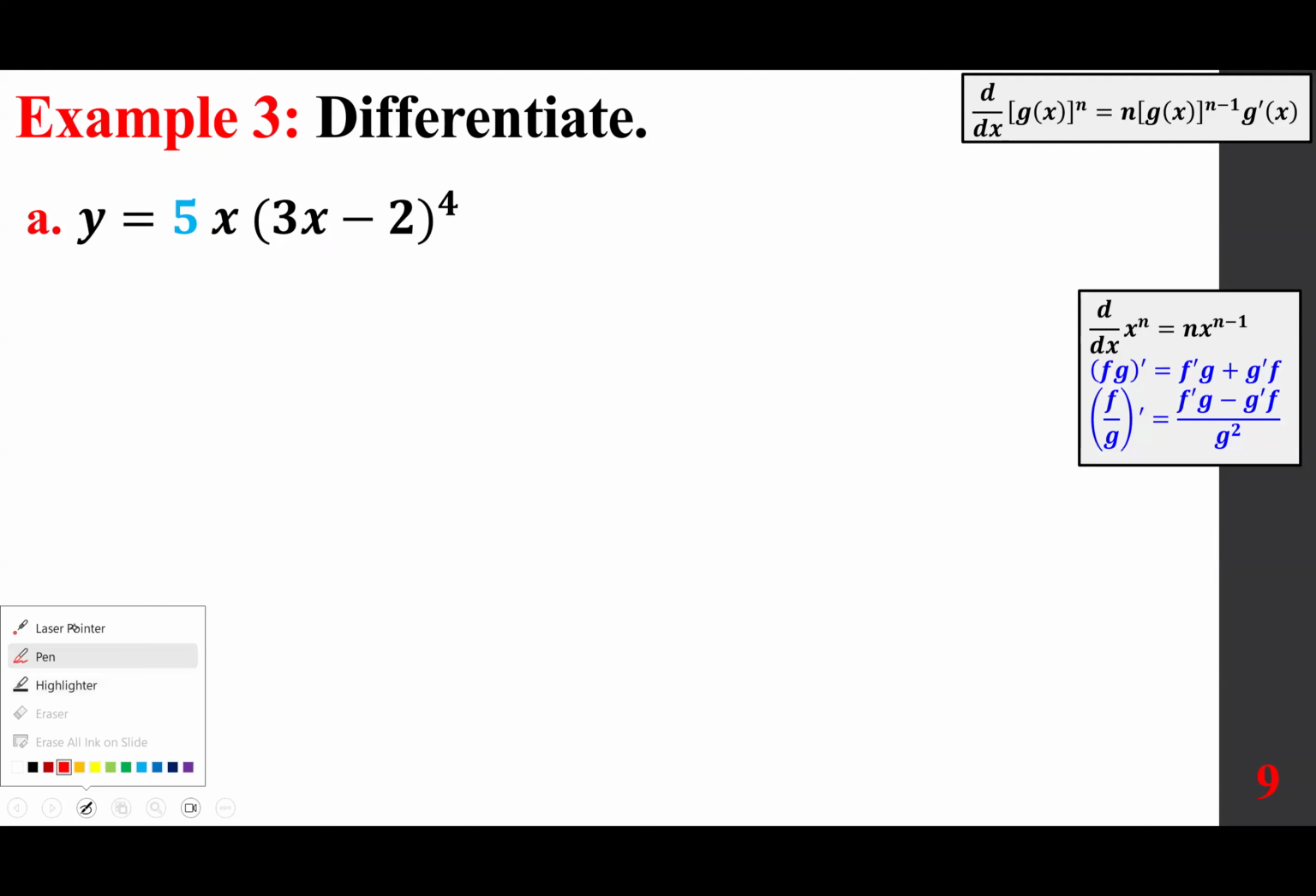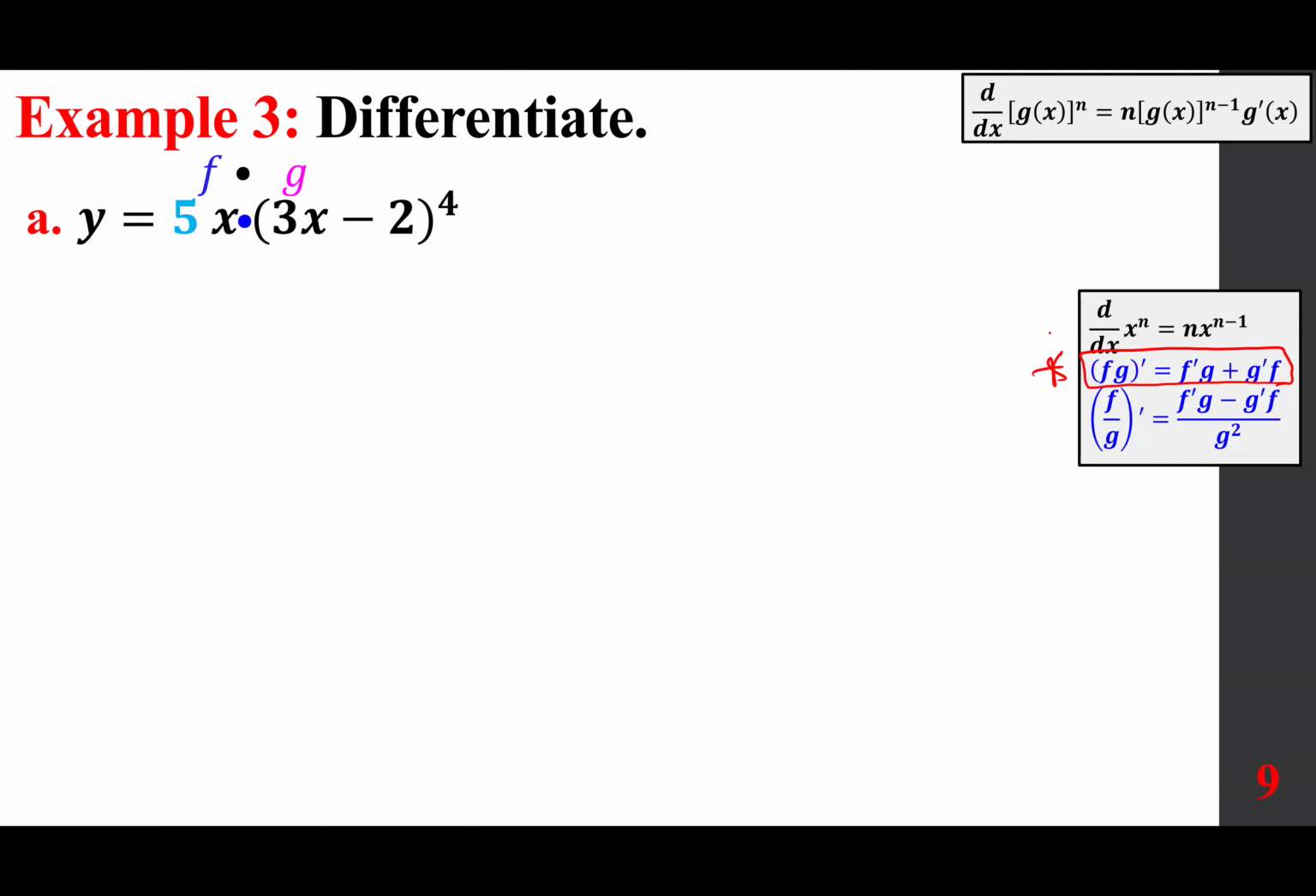So I'm going to differentiate this and say it's a product of 5x and (3x minus 2) to the power of 4. I put a raised dot and I call this the f function, this one the g function, and use the product rule on that. So f prime is 5 times g plus g prime. Now, for g prime, I'm going to use the extended power rule.